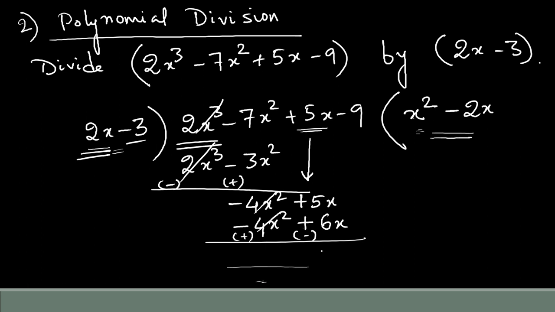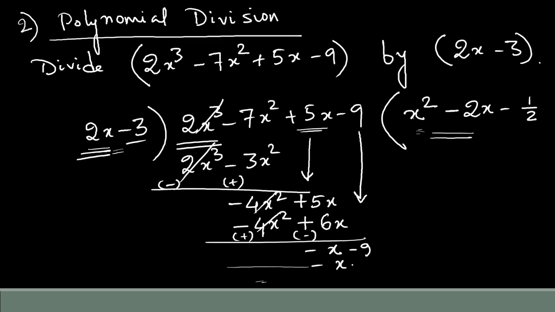So this 2 gets cancelled. We get a minus x here. And now this minus 9 comes down to here. Okay, so again, similar thing, what when multiplied by 2x gives us minus x? It should be minus half, right? 2x when multiplied by minus half, we get minus x, right?